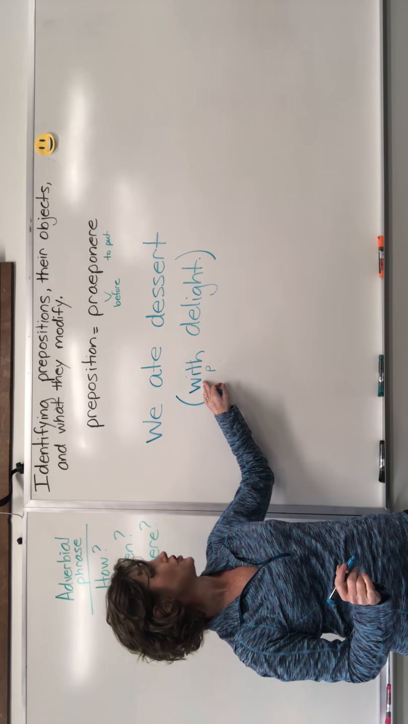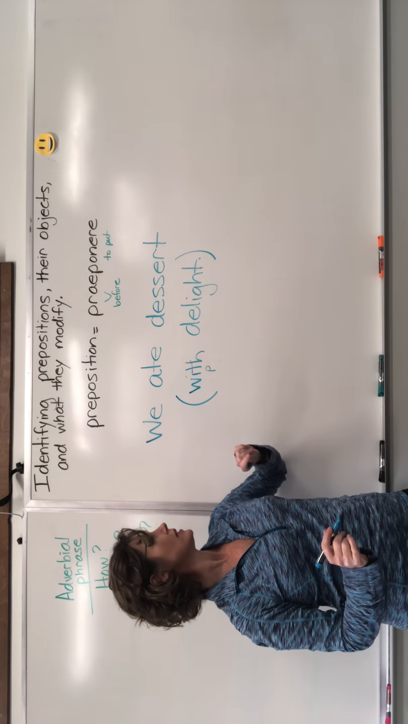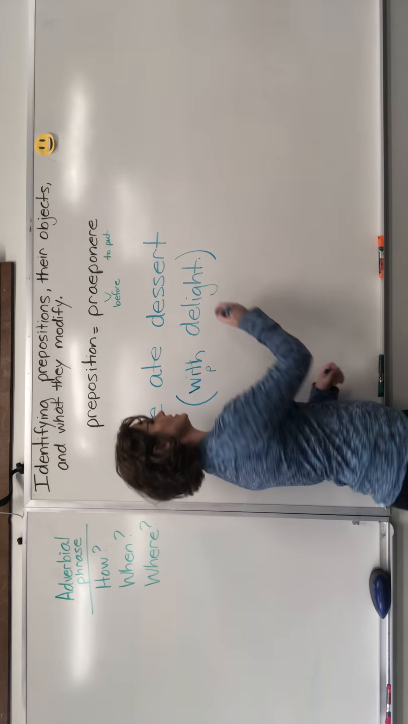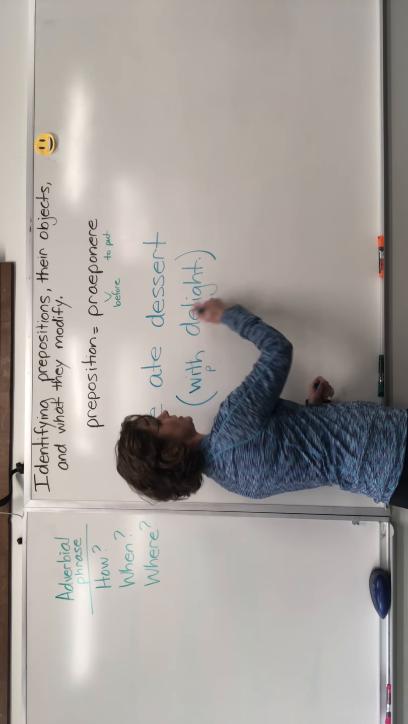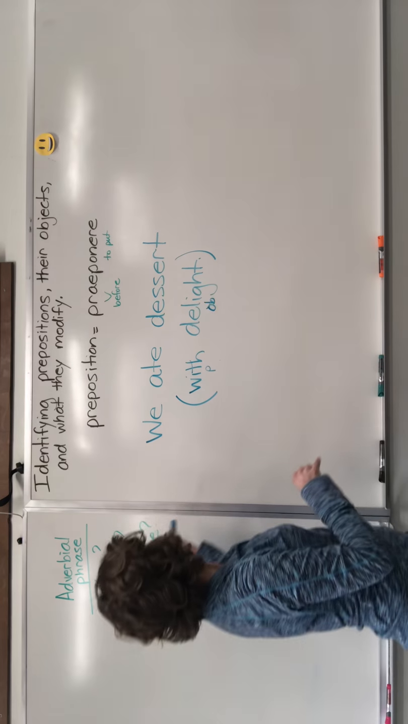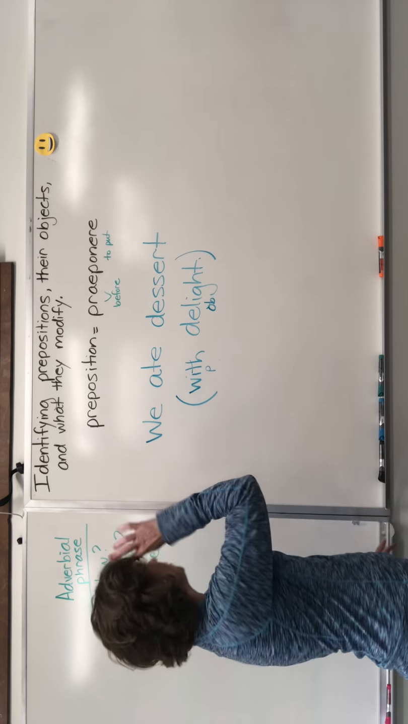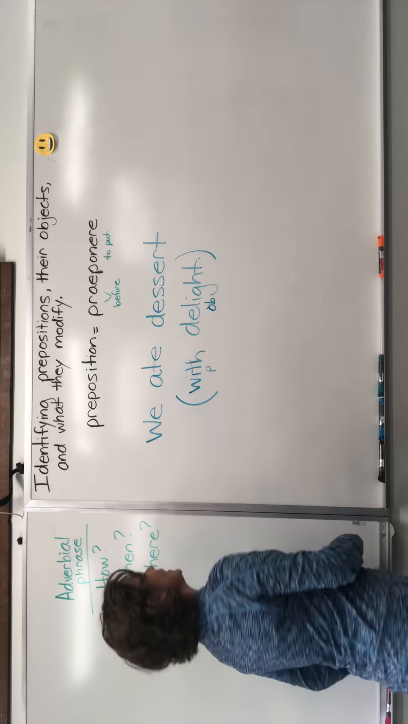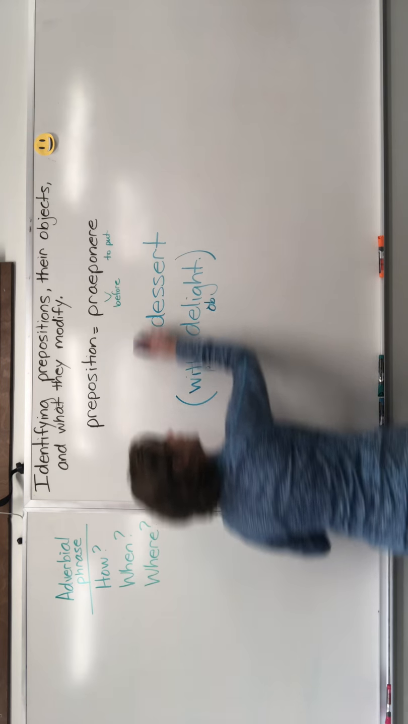This is our preposition. We can ask with what? With delight. This is our object of the preposition. We'll get into that object of the preposition here in just a minute. But do you see how it's answering the question? How we ate dessert. Well, let's try another relationship. If it's not how and it's not where, let's try when.